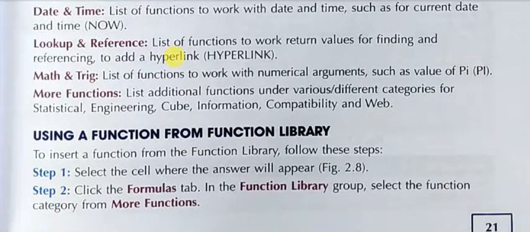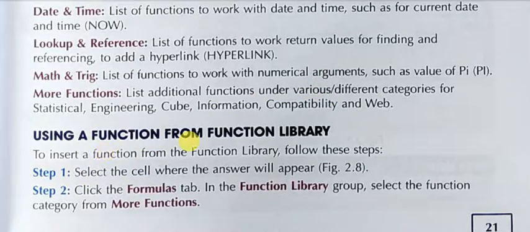The next, lookup and reference: a list of functions for finding and referencing values, such as adding a hyperlink. The next is maths and trigonometry functions: the mathematical functions you will find here, such as the value of pi. The next, more functions, which consist of additional functions under various categories: statistical, engineering, cube, information and compatibility, and the web.